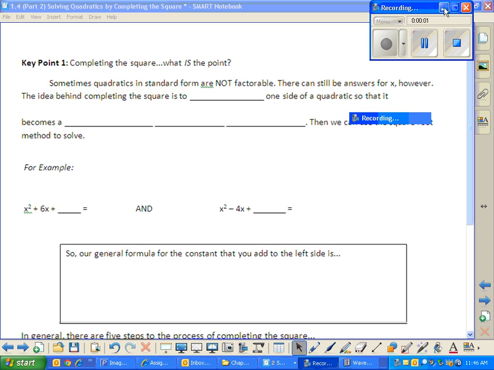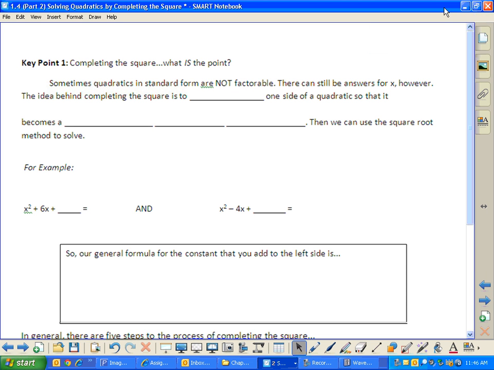Completing the square, what is the point? More or less, the idea is to solve a quadratic equation that's not factorable. We do so by essentially adjusting the left side of the equation so that it becomes something we love. It's called a perfect square trinomial.